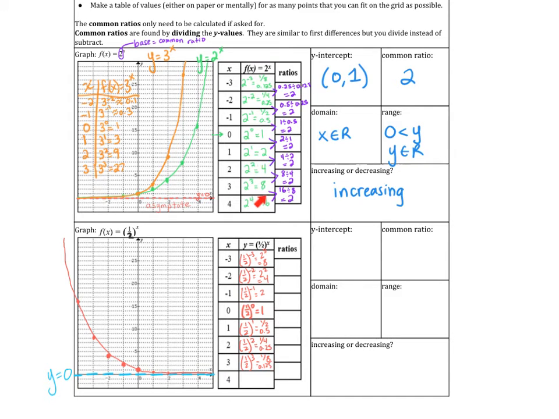So 2, 4, 8, 16 on the positive values of x. On the negative values of x here, it's 2, 4, 8. The next one would have been 16. On the negatives, 0.5, 0.25, 0.125. Here on the positives, 0.5, 0.25, 0.125. So this green graph and this red graph are a mirrored image of each other. They're really just reflections over the y-axis.